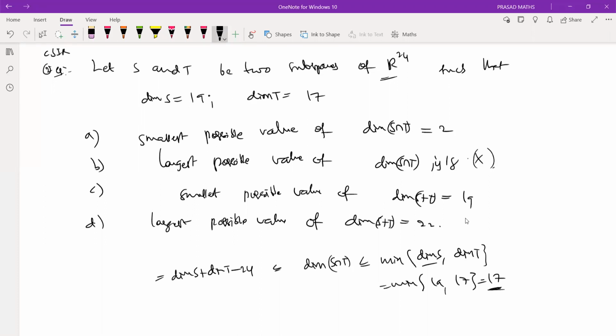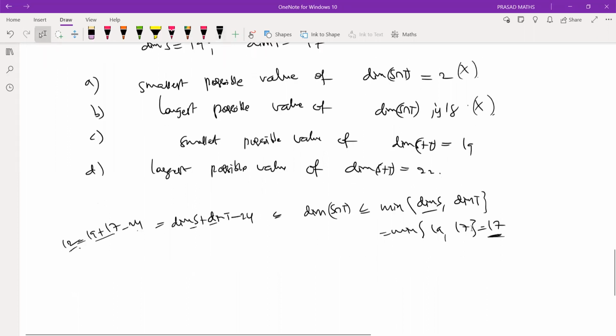So now look at the minimum. What is the smallest? This is 19 plus 17 minus 24. So 36 minus 24. What is that? 12. So least value means smallest value. It starts from 12. It could be 13, it could be 14. But what is the least? 12. Yes or no? But what did they give here? 2. Yes or no? So this is also wrong.